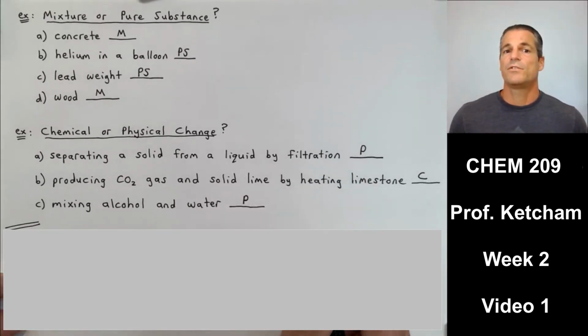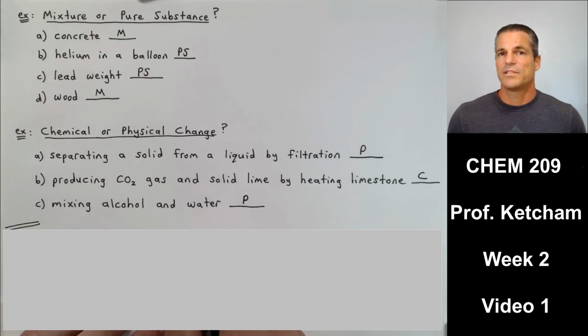B, producing CO2 gas and solid lime. This just sounds like a chemical reaction. B is a chemical change. Mixing alcohol and water, I could always separate them out in a variety of different ways. This is a physical change.